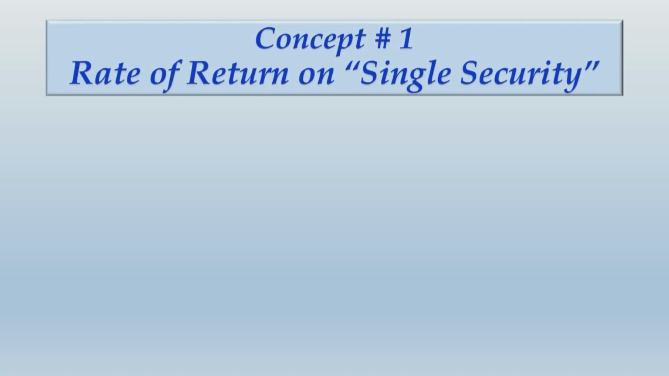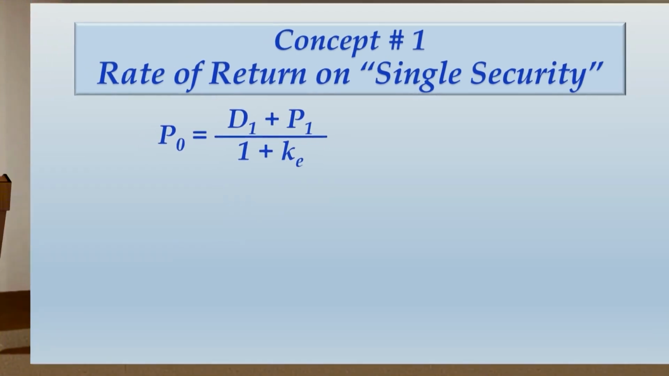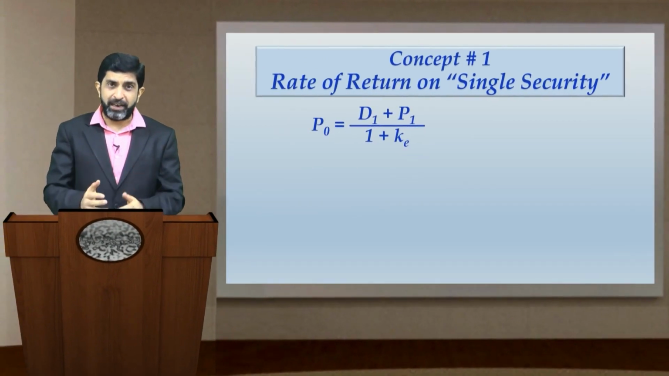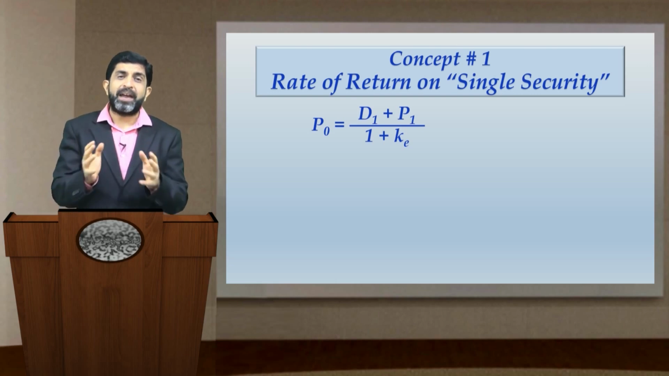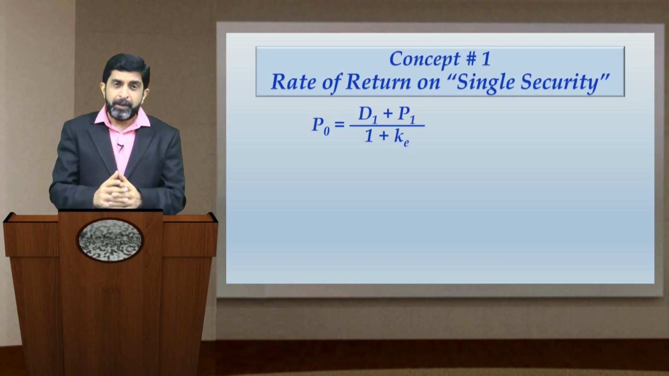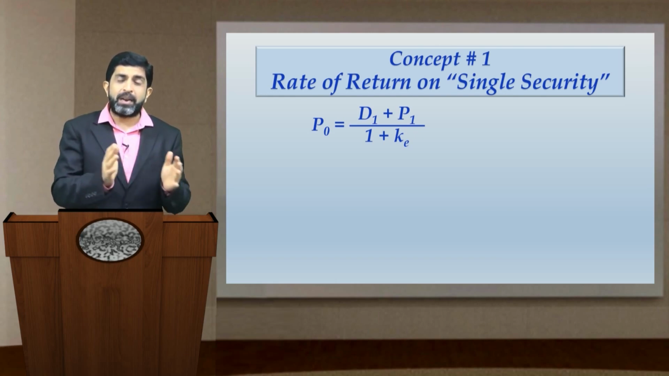Getting started with concept number one, that is rate of return on a single security. Never forget, what is the meaning of single security? Over here it necessarily means an equity share only, and therefore we are talking about equity analysis and valuation, that is basically share valuation. When it comes to share valuation, this is nothing new for you. You have been learning about this earlier as well. What you find on screen is the most fundamental approach for determining the value of an equity share: P0 equals D1 plus P1 upon 1 plus K.